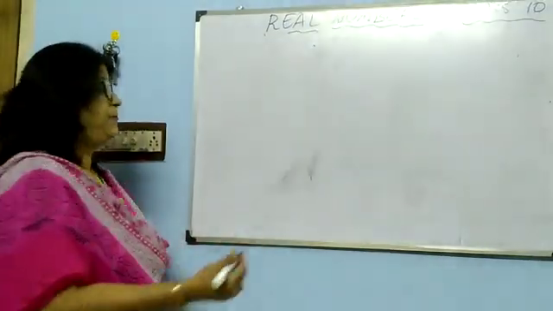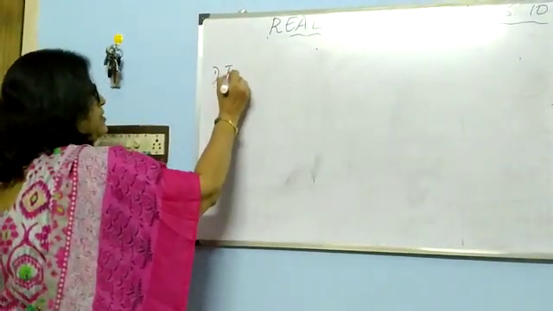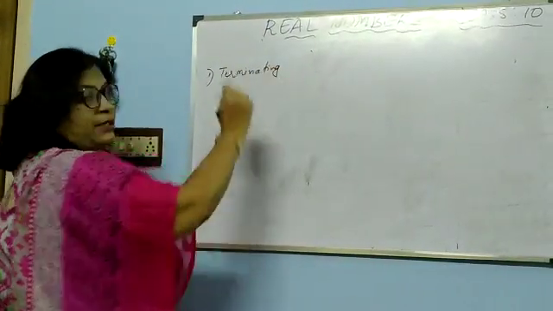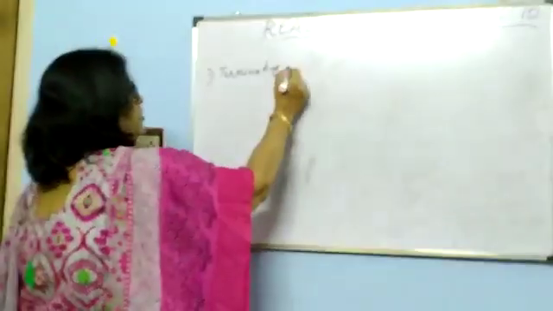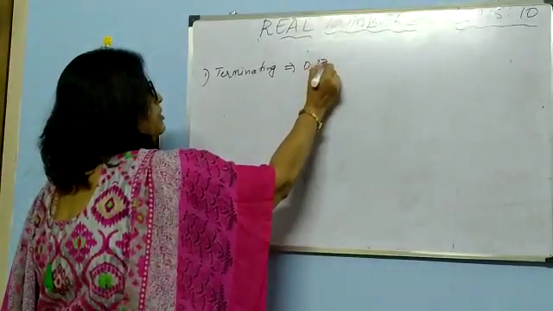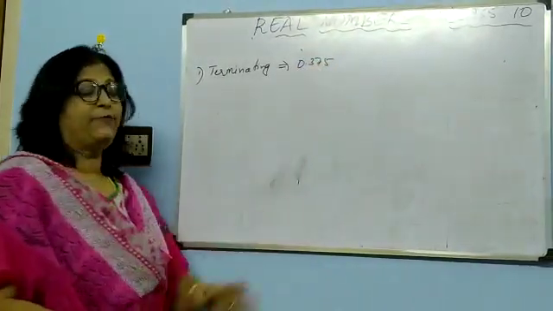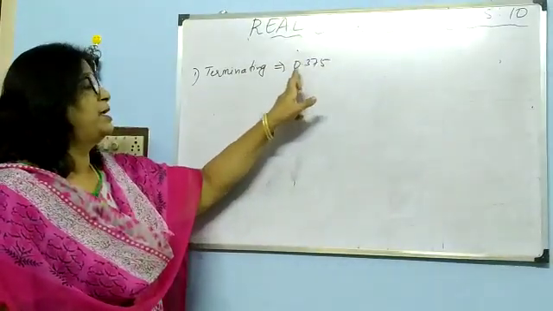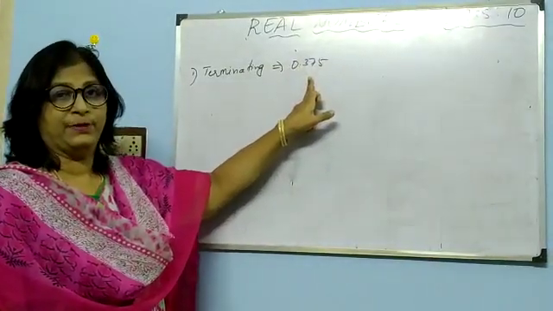The numbers are classified into, first, terminating numbers, that is 0.375. After 5, this decimal does not move. Therefore, this is known as a terminating decimal number.